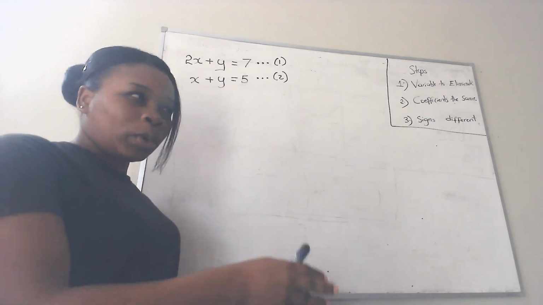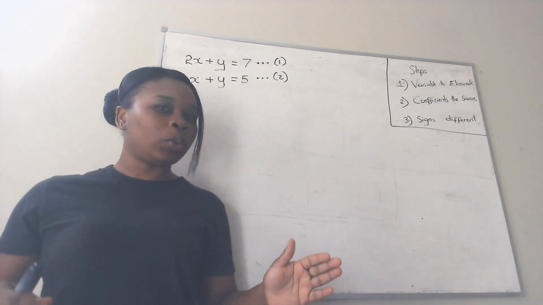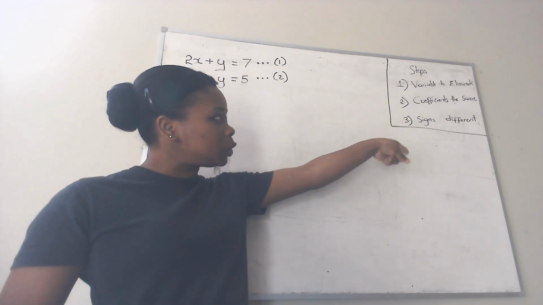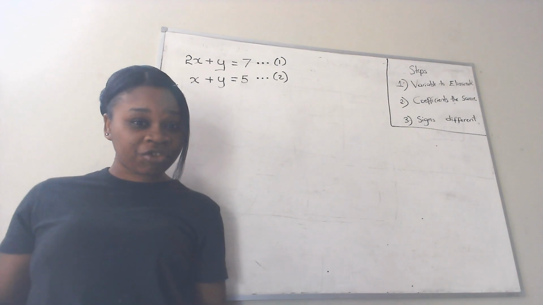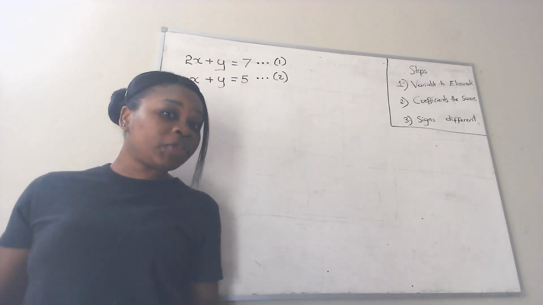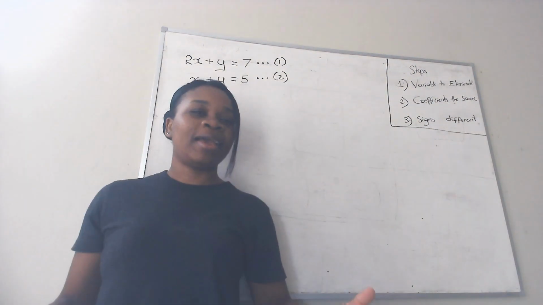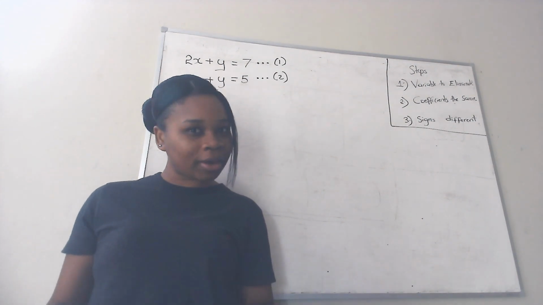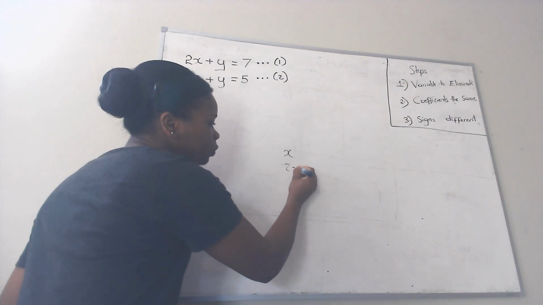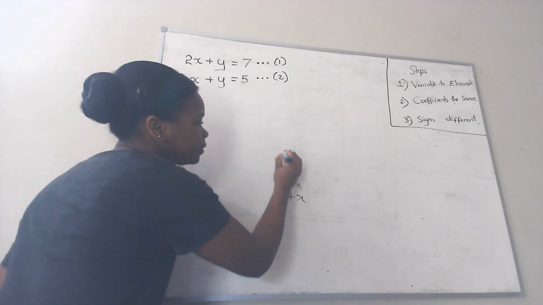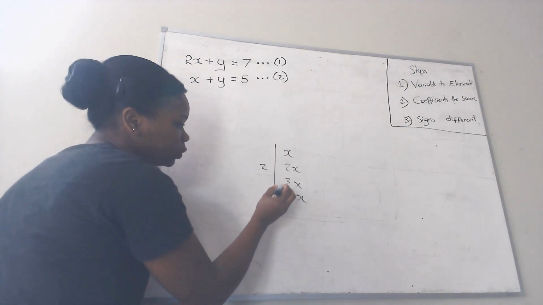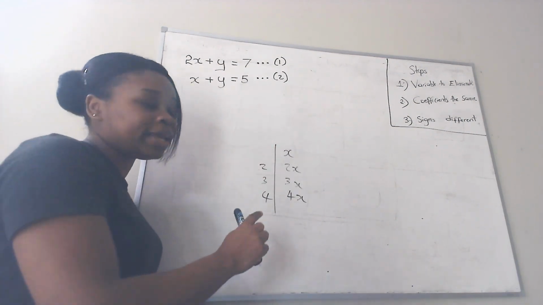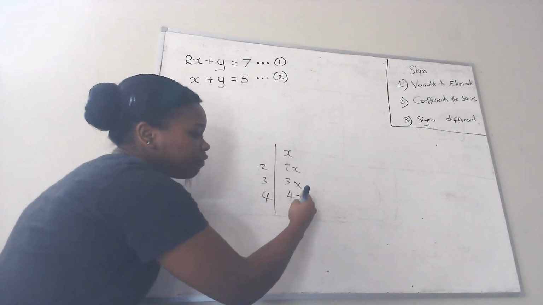Step 1. We're to determine which variable we wish to eliminate. We will eliminate x. We need to go to step 2, which is to make the coefficients of x in both equations the same. In the last video, we looked at coefficients. So here's a quick reminder. If I have x, 2x, 3x, 4x, the coefficient of 2x is 2, 3x is 3, 4x is 4. These are the numbers that I can clearly see in front of my variables.